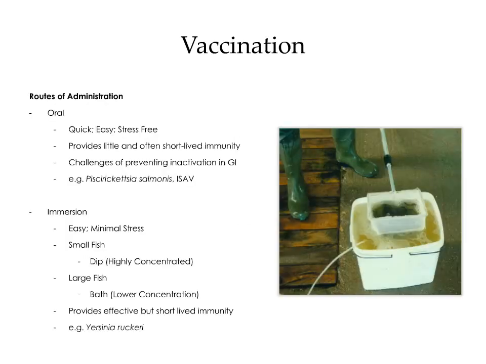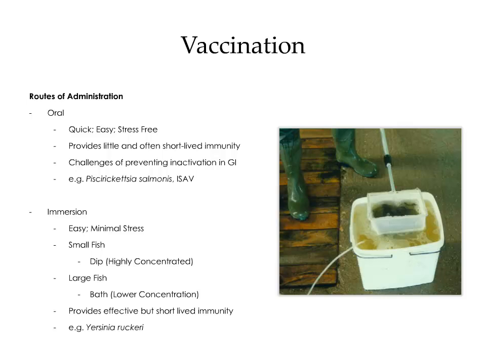Vaccines can be administered in a variety of ways, including oral administration, immersion, and intramuscular or intracelomic injection. The method used is dependent on a variety of factors. Oral vaccines are quick and easy to administer. Moreover, they're relatively stress-free. However, they provide little and often short-lived immunity. Another challenge associated with oral vaccination is in preventing inactivation of the vaccine within the gastrointestinal tract. Examples of oral vaccines include Piscirickettsia salmonis and ISAV.